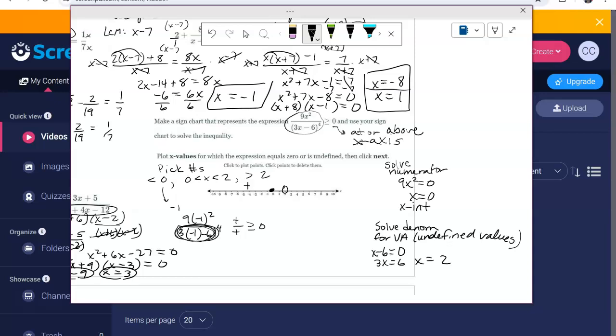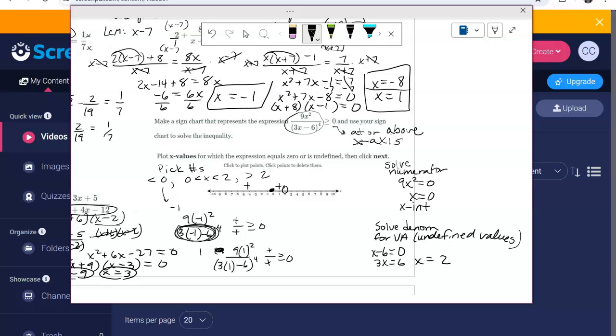Now, between 0 and 2, let's choose 1. I'm going to plug in a 1. 9 times 1 squared is going to be positive. Over 3 times 1 minus 6, that would be negative, but when I raise it to the 4th power, it's going to be positive. So I still have a positive over a positive. This is also going to be above the x-axis.